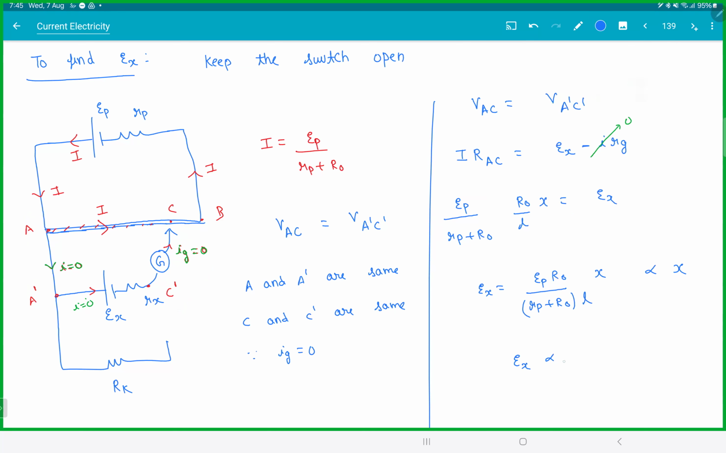So EX is proportional to X. But while doing the experiment, people really don't like this because you have to calculate EP, R0, RP, R0, L. It is too much of a headache. So what they do is an alternate method. First have a look at this process.